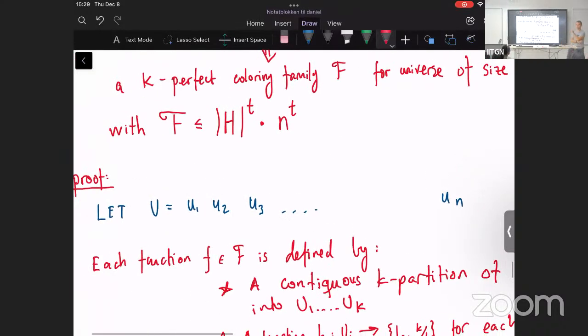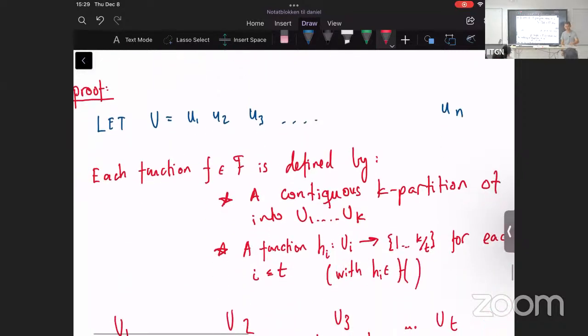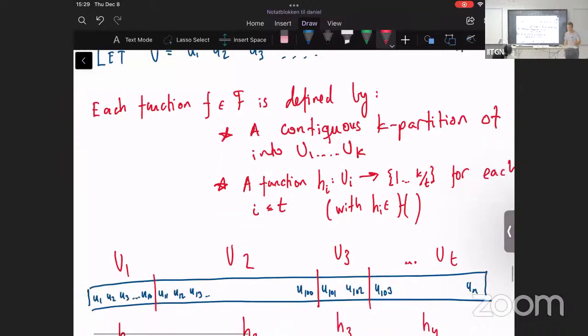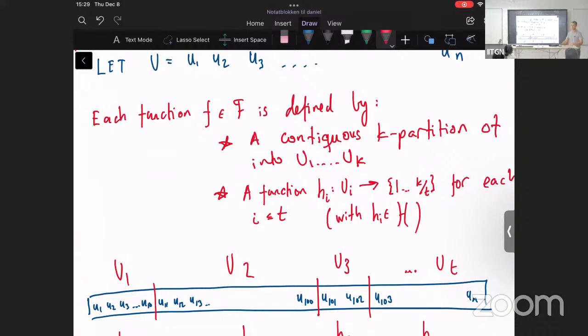Okay. So order the universe from U1 through UN. And every function f in F is defined by a contiguous k partition of U into U1 through UK. Okay, what's a contiguous k partition? Well, what's a k partition? It's a partition into k sets. Contiguous just means that if your universe is ordered U1 through UN, you pick the first some elements, that's U1, then some more elements, that's U2, then some elements. They're not shuffled together, right? You pick some part, you cut it off, that's U1, some more part, that's U2. That's what I mean by contiguous k partition.